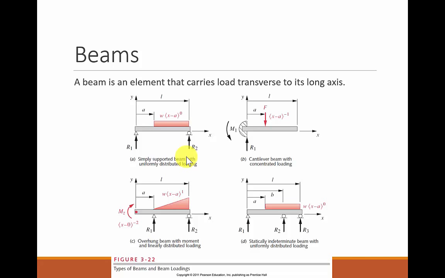Example A is a simply supported beam. So you have two supports on either side, and what's drawn in the picture is a distributed load acting down, transverse to the long axis. The long axis in this case is the x-axis. B is a cantilever beam with a point load. C is an overhung beam, which has a moment loading as well as a linear distributed loading. And then finally, a statically indeterminate beam.